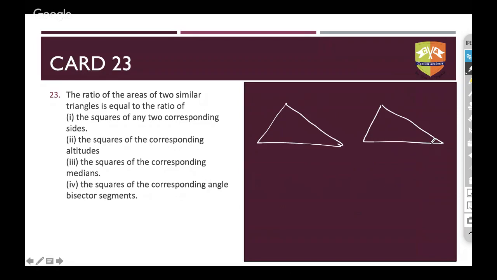The ratio of areas of two similar triangles is equal to the ratio of the squares of any two corresponding sides. So let's say triangles ABC and DEF. The ratio of the areas of two similar triangles is equal to the ratio of the squares of any two corresponding sides. So what is that? Area of triangle ABC by area of triangle DEF.